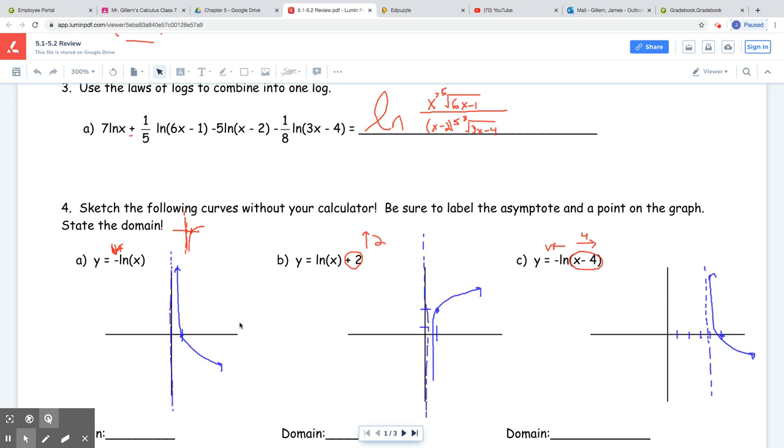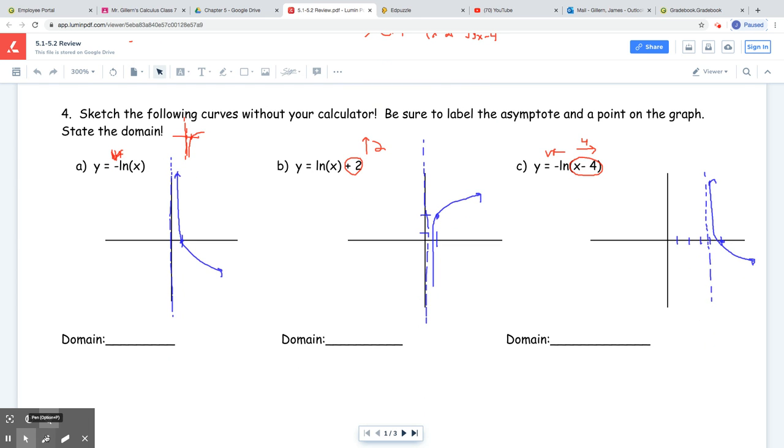So the domain for each of these is whatever the vertical asymptote is, if it's on the right side. In this case, it is 0 to infinity. If it was on the left side, it'd be negative infinity to whatever the vertical asymptote was. So this one is 4 to infinity. All right. So it'll be a couple basic ones like that.